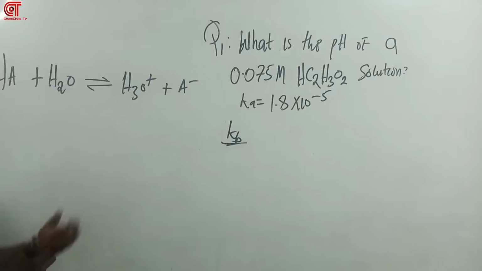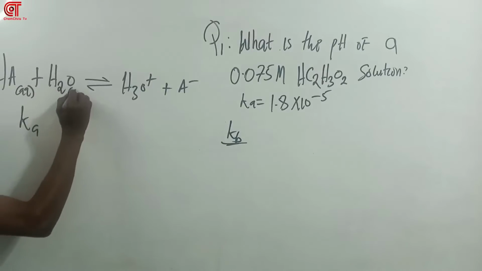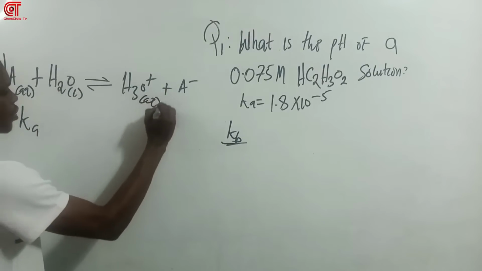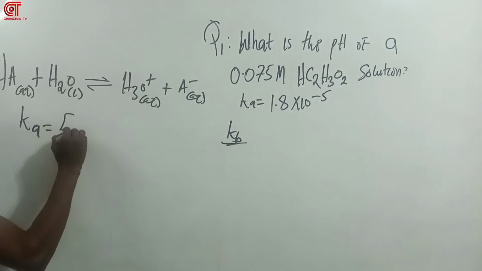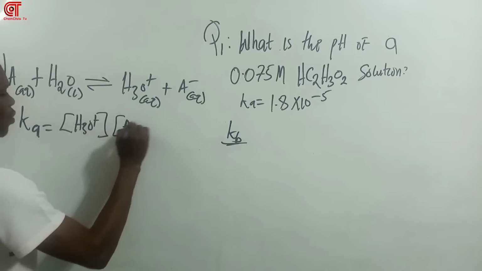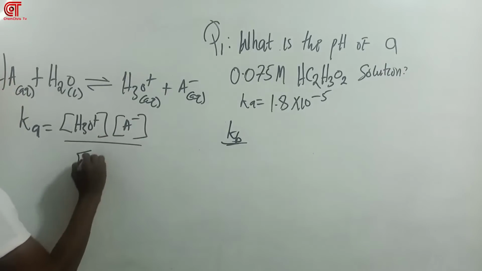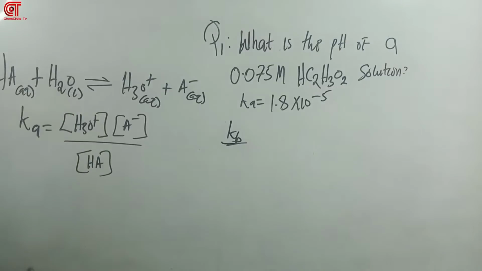If you write the Ka expression for this reaction, remember this one is aqueous, this one is liquid, and these are aqueous. So Ka equals the concentration of H3O plus times A minus, over HA. Remember, water is a liquid, so you don't normally use it.